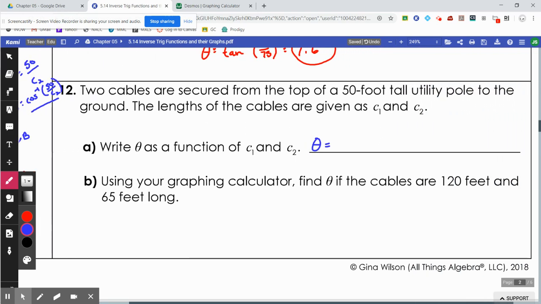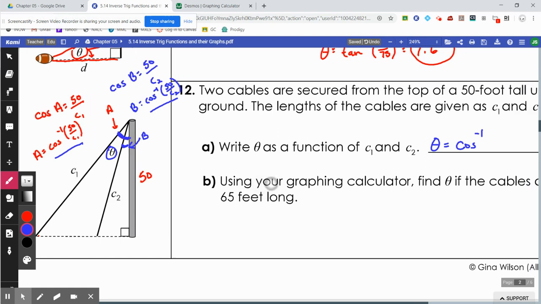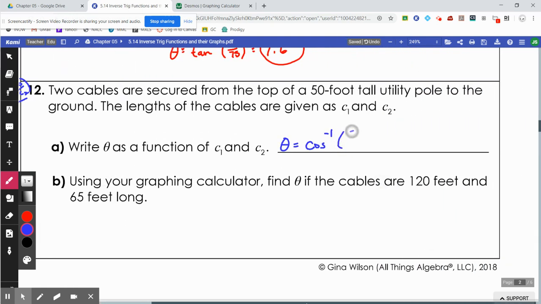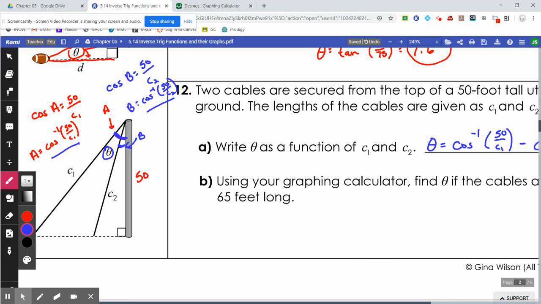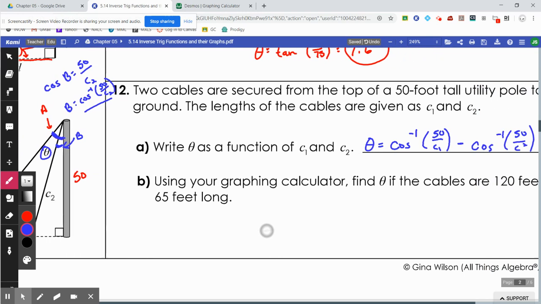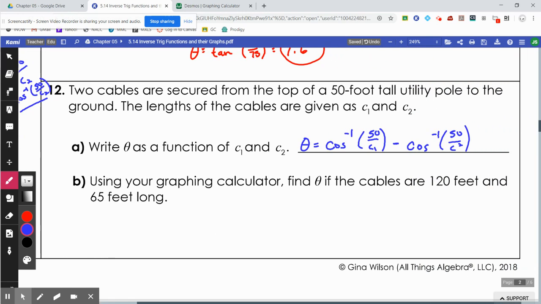So my A angle was the inverse cosine of 50 over C1, minus my B angle, which was the inverse cosine of 50 over C2. So if we need a function that we can use to find theta, we could do the inverse cosine of 50 over C1, which will give me my angle A. If you subtract off my angle B, which is this, then that would give you the angle theta.